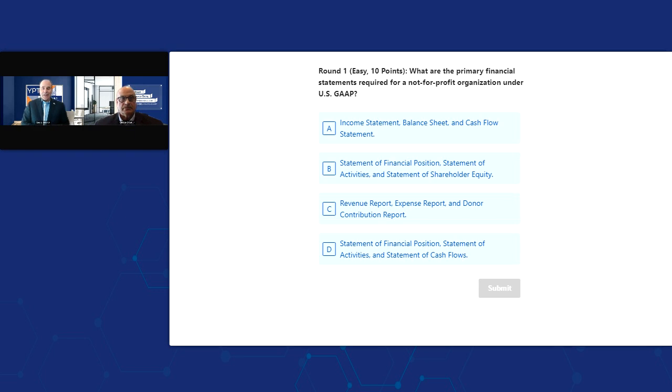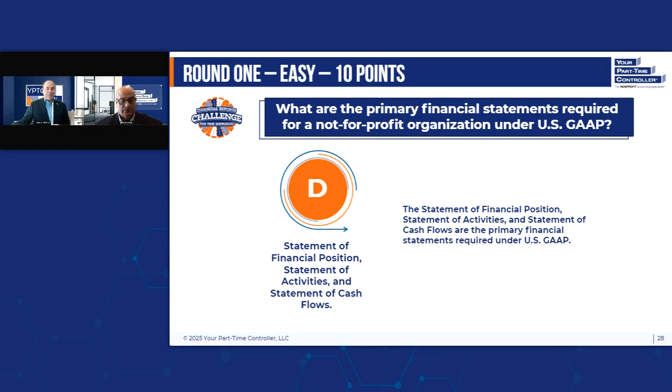All right, this could be a little tricky question, but we're talking about the statements required for nonprofit organizations in accordance with U.S. generally accepted accounting principles. And our answer is D. It's our statement of financial position, our statement of activities, and our statement of cash flows.